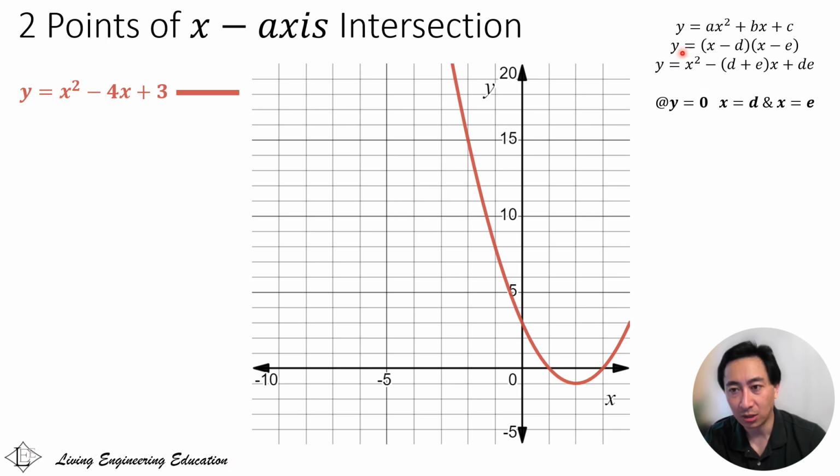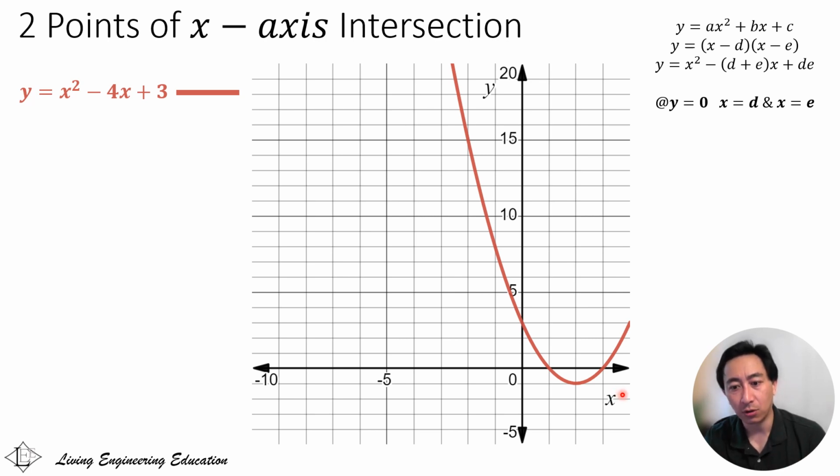Because if I just look at the second equation right here, if I plug in y equals 0, then I can see the special case when x minus d is equal to 0, and the separate case where x minus e is equal to 0. So if y equals 0, then x is equal to d, or x is equal to e, right? Which are the points of intersection.